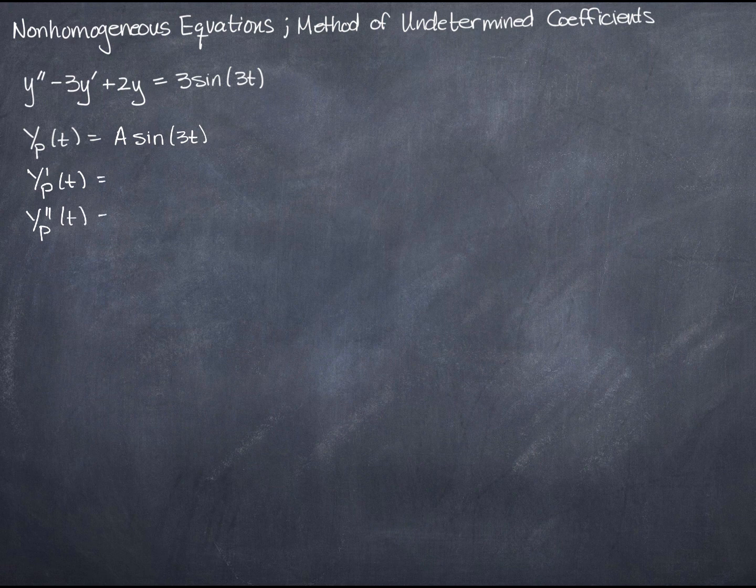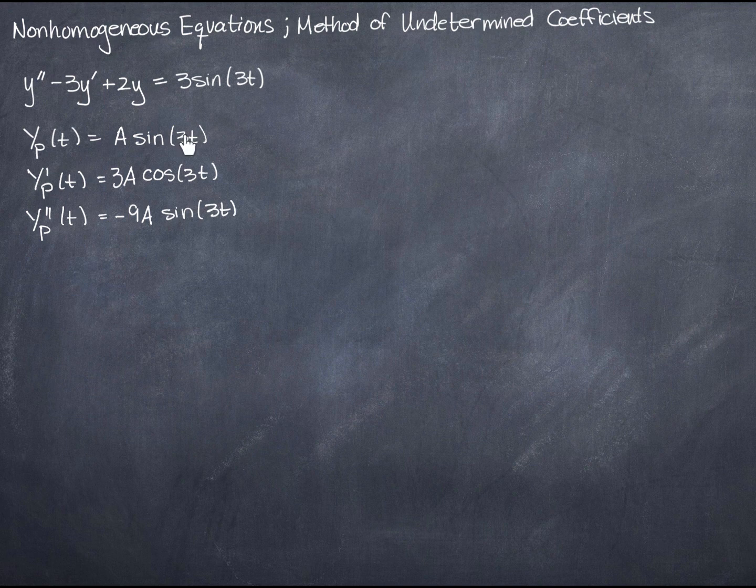Y sub p is going to be... not quite. Let's see, the derivative of sine is cosine. But because of the chain rule, I'm going to have a 3 in front. And then the derivative of that is negative. The derivative of a cosine is a negative sine. And because of the chain rule, I'm going to have a 9 in front.